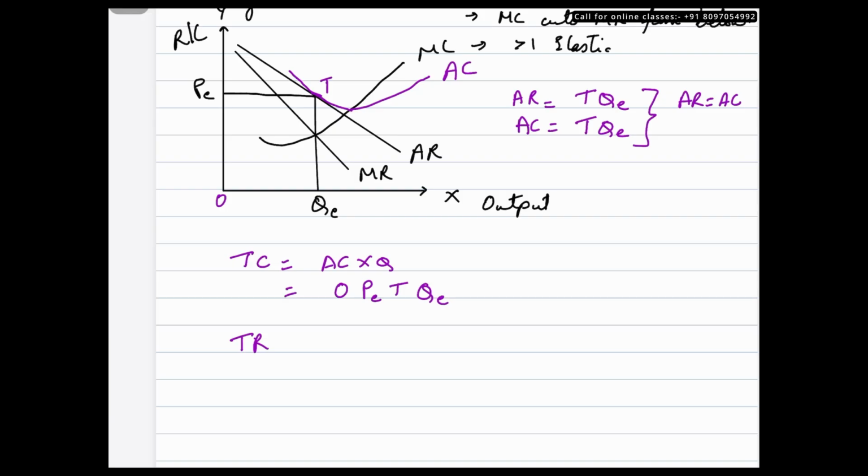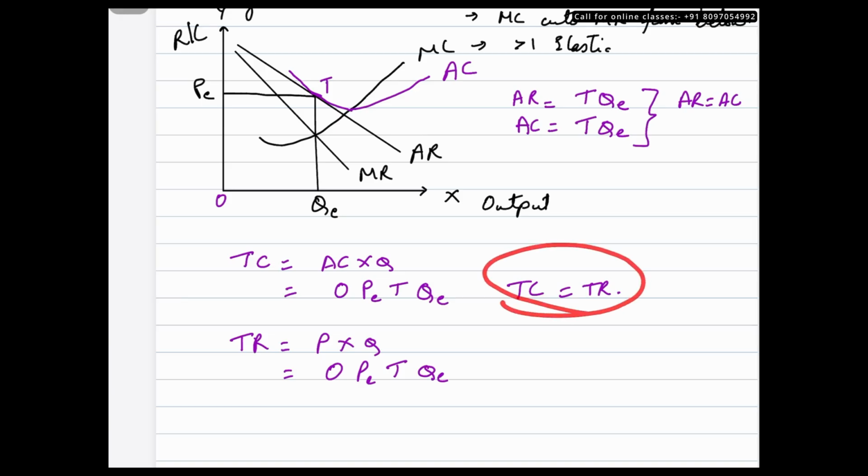Now, total revenue is calculated as price times quantity. In this case, this is the price and this is the quantity. Multiplying this by this is the entire block that you get. So total revenue is also equal to O, PE, T and QE. So we know that total revenue is equal to total cost. I've written it as total cost equals total revenue in the slide. So this is how you would see normal profits under monopolistic competition.